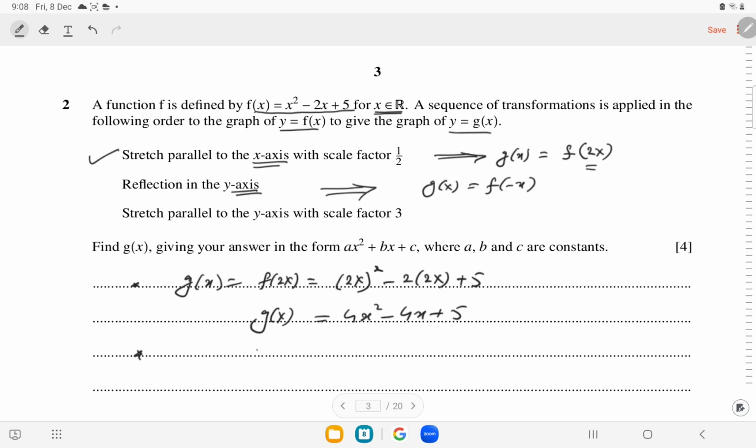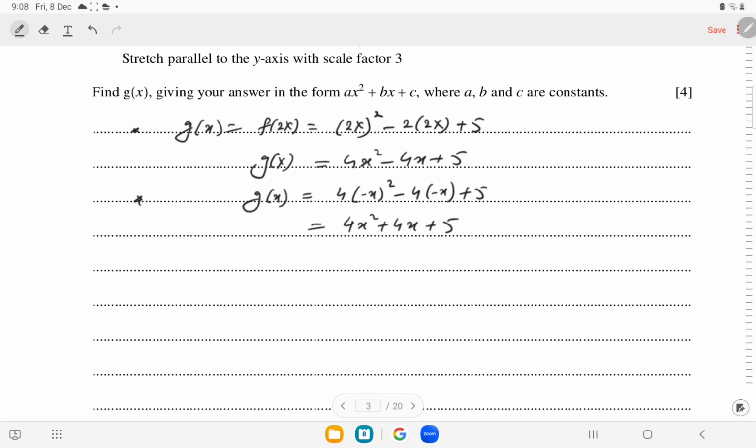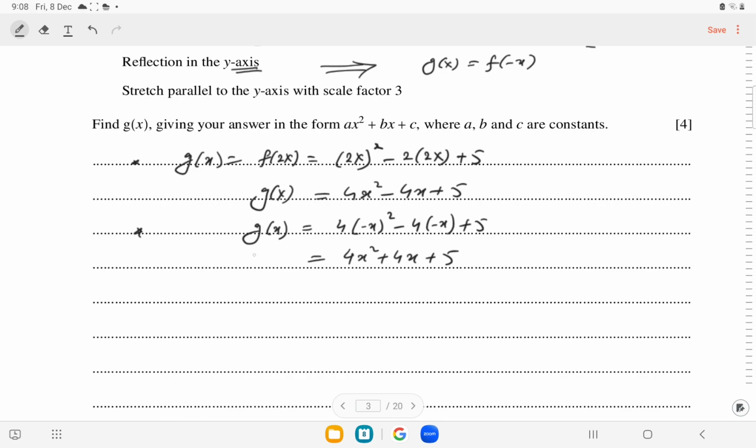So the second step says g of x, here x will be replaced with minus x. We get this expression. So it will be 4x square plus 4x plus 5. So the second step is done, till reflection along the y-axis.